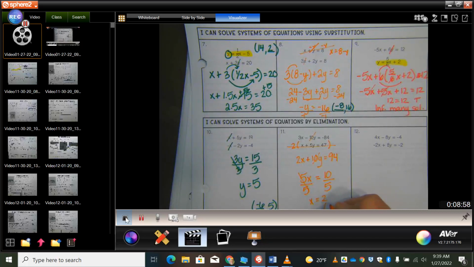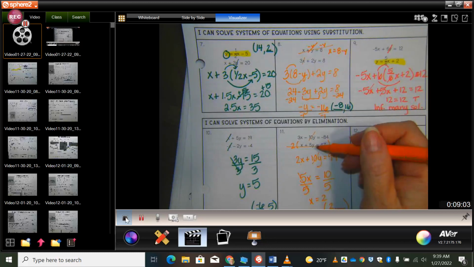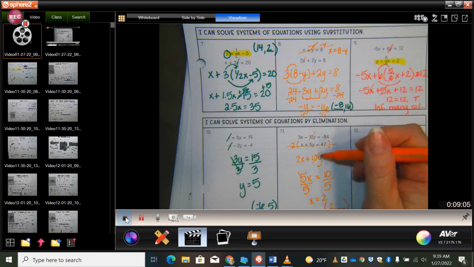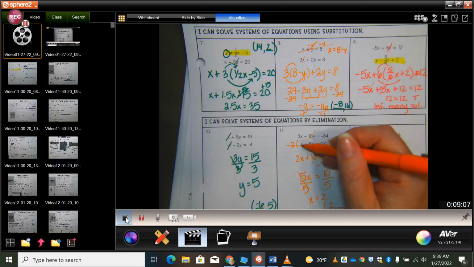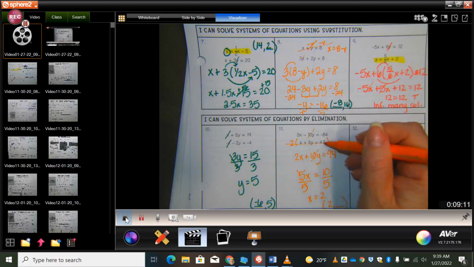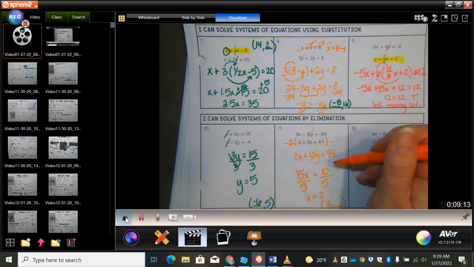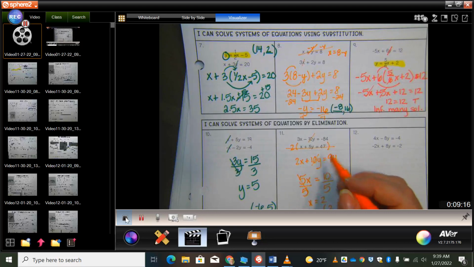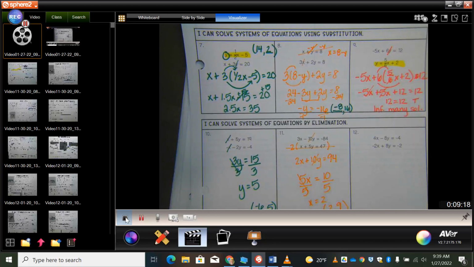Now remember, that is your x value. You still need to find your y value. So you can go up here to any one of these, plug it in, and solve. So I'll just do the second one. So x is 2, so I'd have to subtract 2 on both sides, and I get 5y equals 45. So that means that y would be 9.